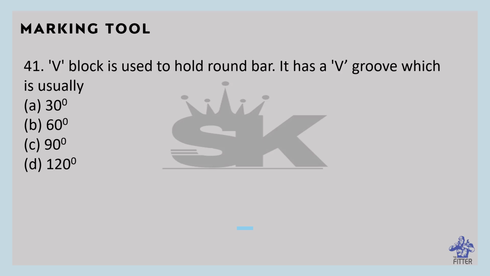V block is used to hold round bar. It has a V groove which is usually 90 degrees.